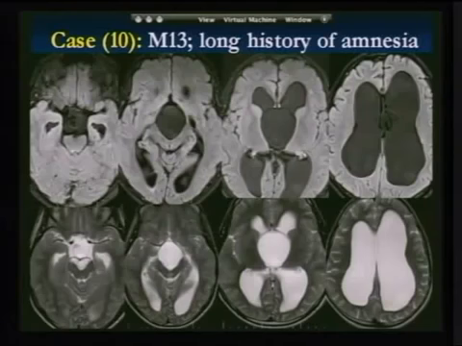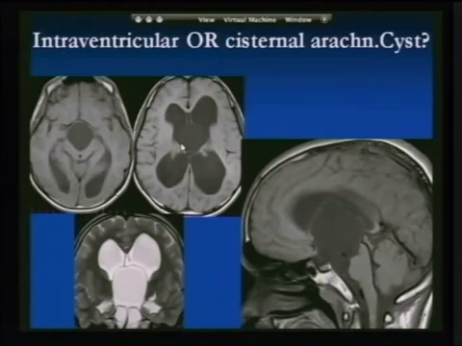Another case, male, 13 years old, with a long history of amnesia. Supratentorial ventricular dilatation with no transependymal CSF permeation, and a cystic-like lesion in the midline, splaying apart both cerebral peduncles. The question: is this cyst intraventricular or cisternal?